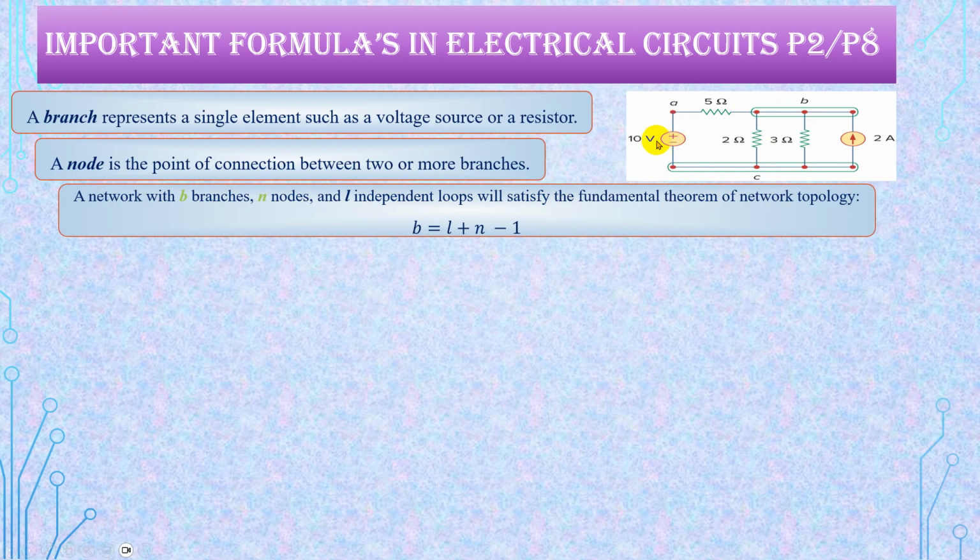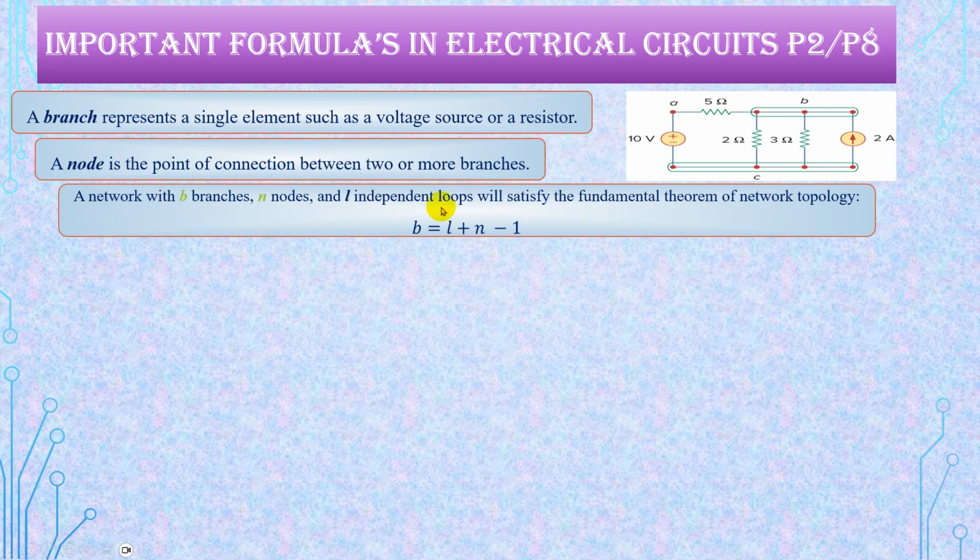Like this, the 10 volts, 5 ohms and 2 ampere, 2 ohms is one loop, we can say. Same thing here, 2 ohms and 3 ohms is one loop. Same thing here, 3 ohms and 2 amperes is another loop. So like this we have 1, 2, 3 loops. So like this we can formulate one equation based upon the loop topology, the node topology and the branch topology. That is, a network with B branches, N nodes and L independent loops will satisfy the fundamental theorem: B, the number of branches, is equal to the number of loops plus the number of nodes minus 1.